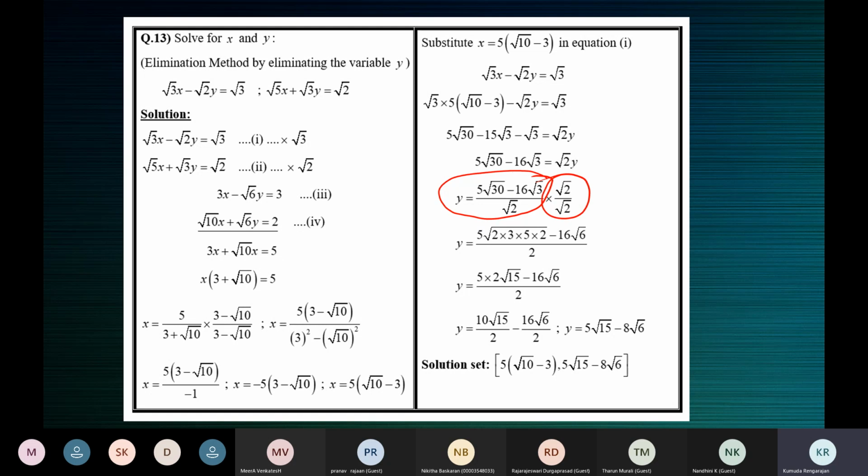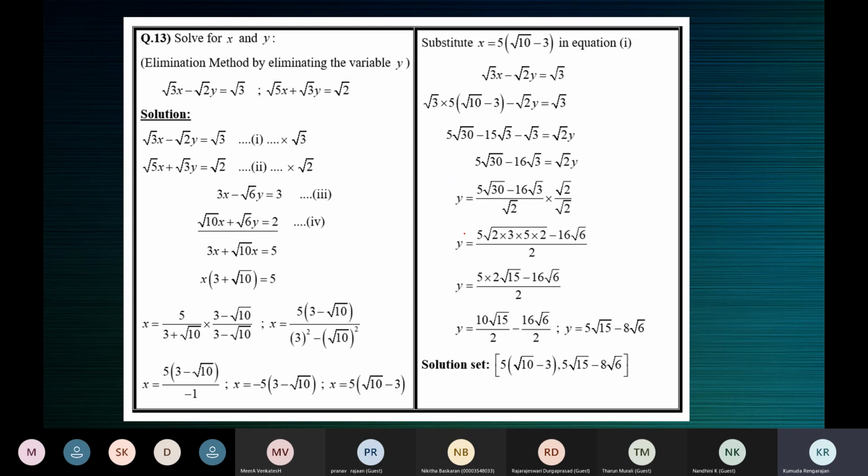9th standard. Polynomials. Sorry, number systems. Number systems.